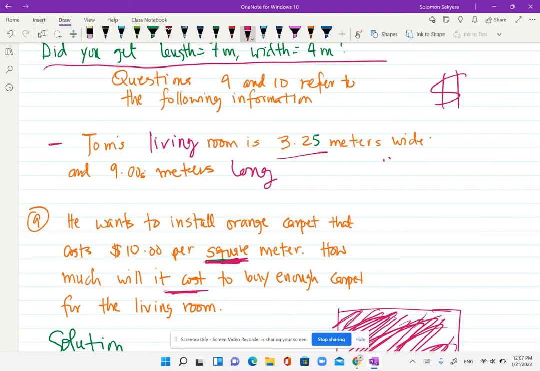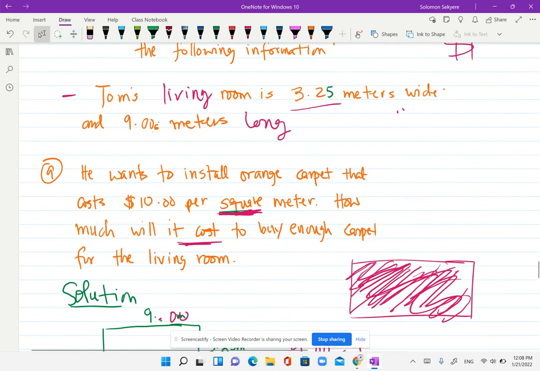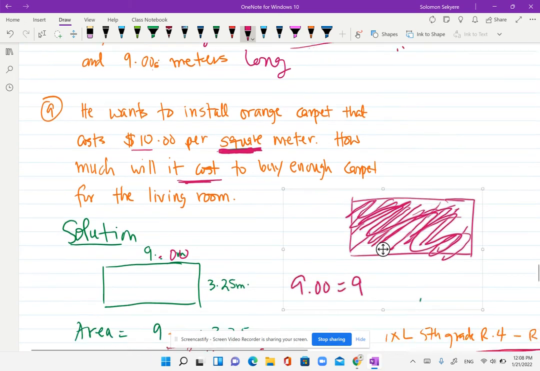Tom's living room is 3.25 meters wide and 9.00 meters long, and he wants to install orange carpet that costs $10 per square meter. How much would it cost to buy enough carpet for the living room?